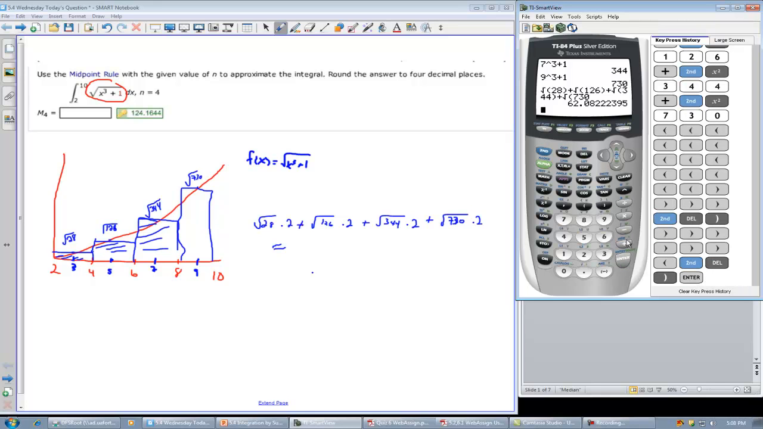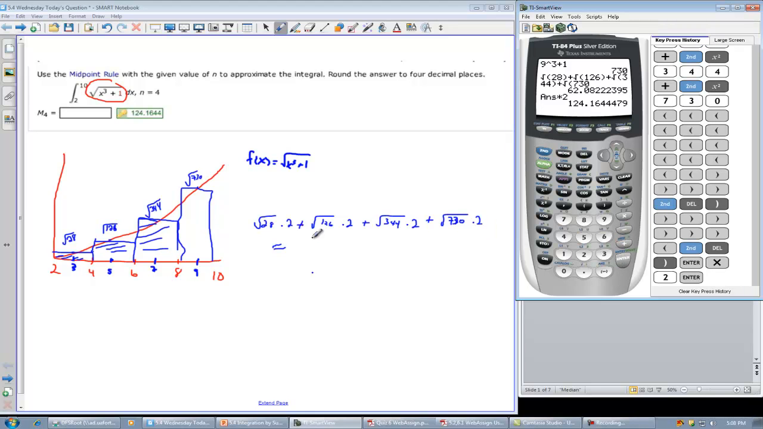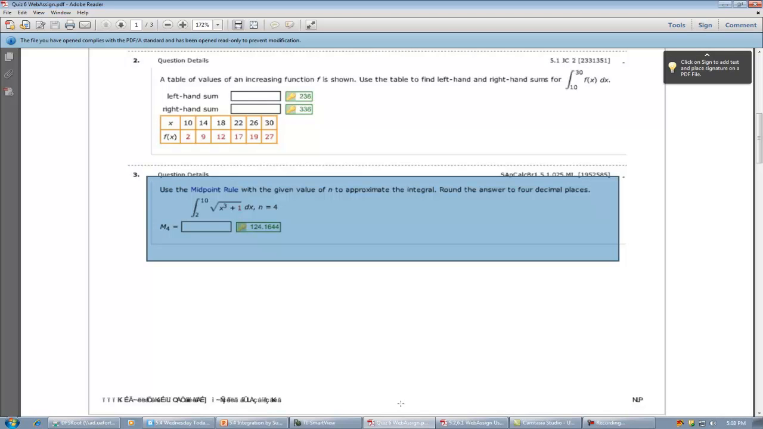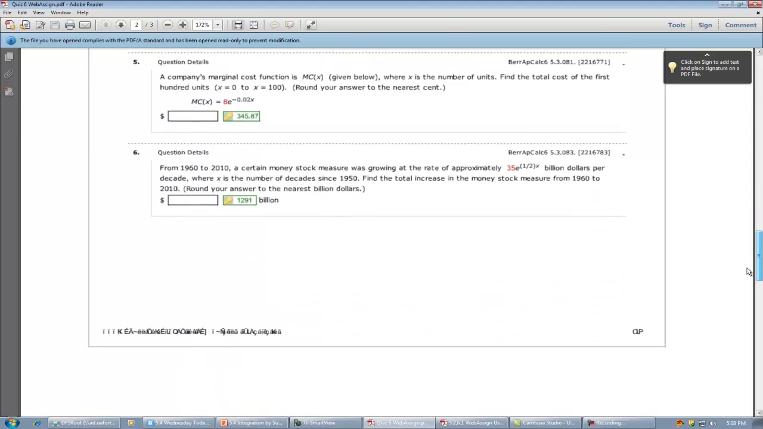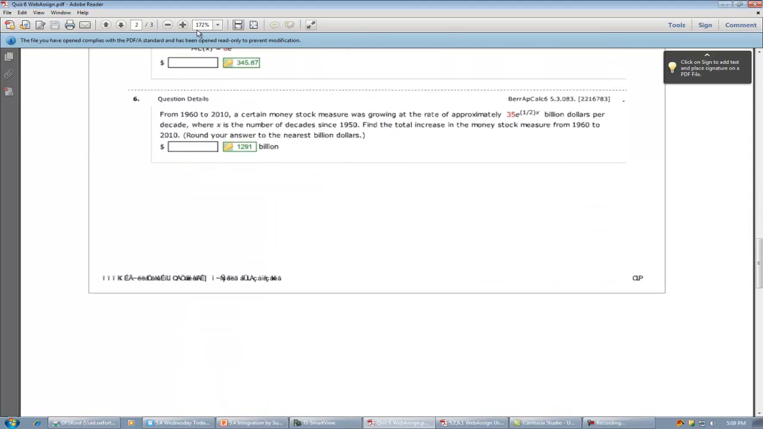So hit enter, multiply it by 2, and I get my answer of approximately 124 to 4 decimal places, 0.1644. All right, so that's how you do number 3. Okay, let's look now at number 6. All right, so number 6 is right here. All right, so how do we do this one?